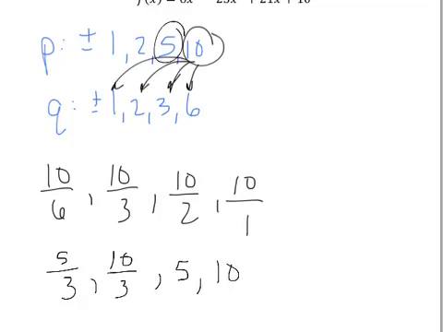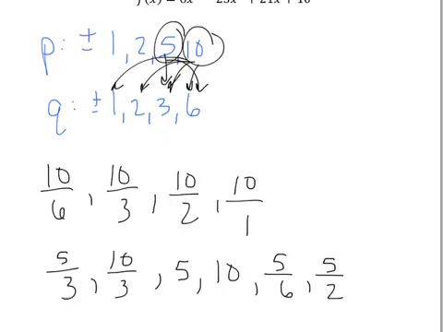Now I'll do the same thing with 5. 5 over 6, well, that's new. 5 over 3, that's already showing up right here. I don't have to list it again. 5 over 2, that's a new one as well. And then 5 over 1 is already listed right here.